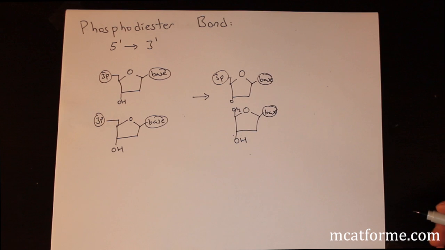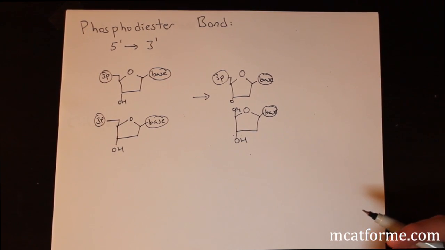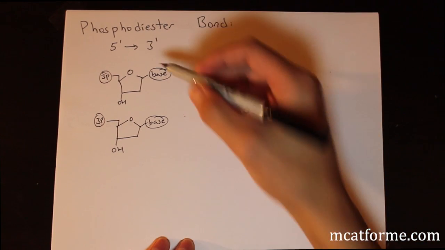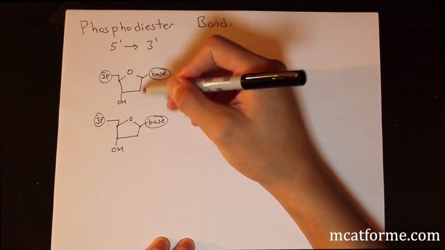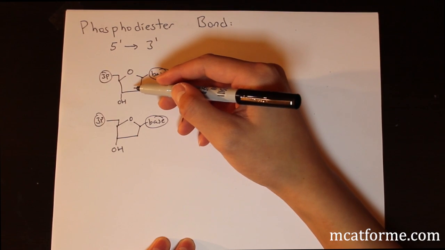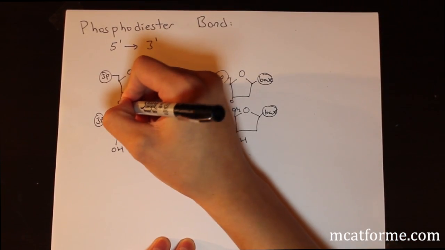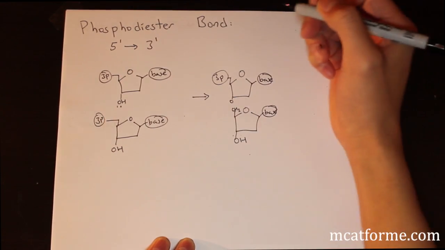Now that we have that down, we need to go into how to make a phosphodiester bond. The phosphodiester bond is how you link multiple nucleic acids together. So individually we have two nucleic acids right here, basic structure, nothing special to them. How can we form this phosphodiester bond?